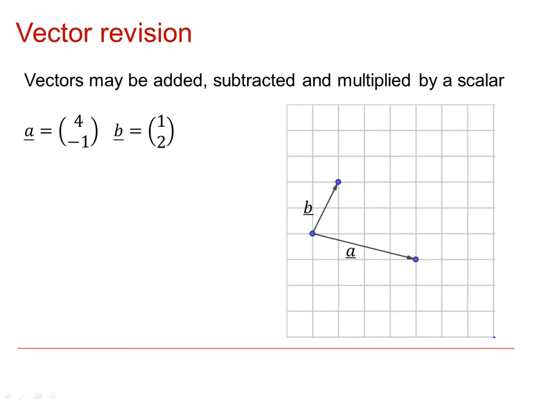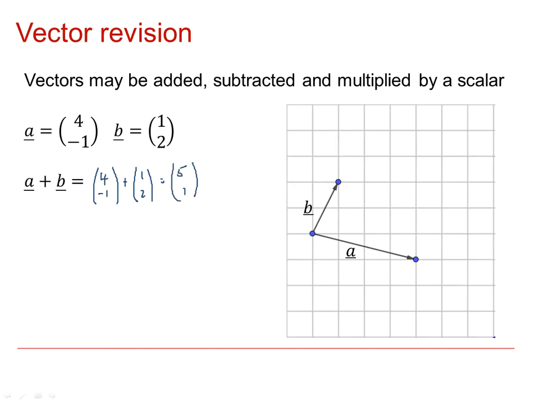Vectors can be added, subtracted or multiplied by a scalar. So here we've got 2 vectors, A which is (4, -1) and B which is (1, 2). If I wanted to add those together, then clearly we're going to get the 2 column vectors added together. So we have (4, -1) plus (1, 2), which gives us a value of (5, 1).